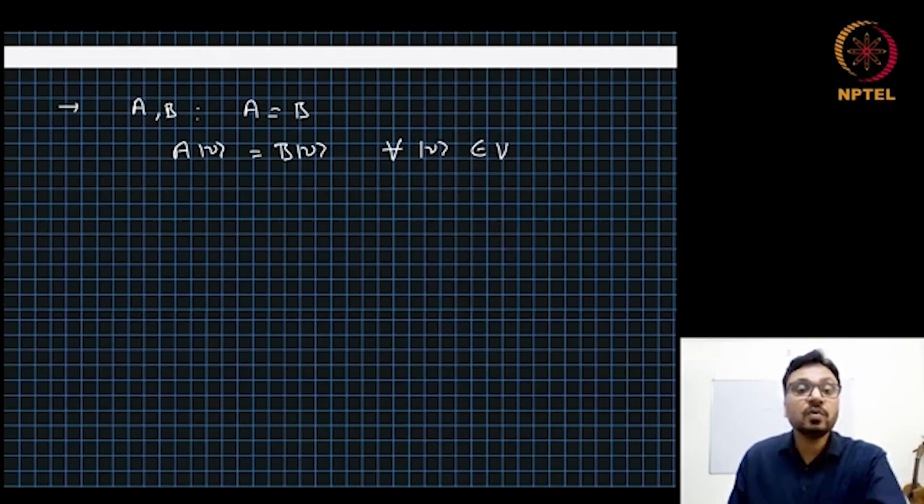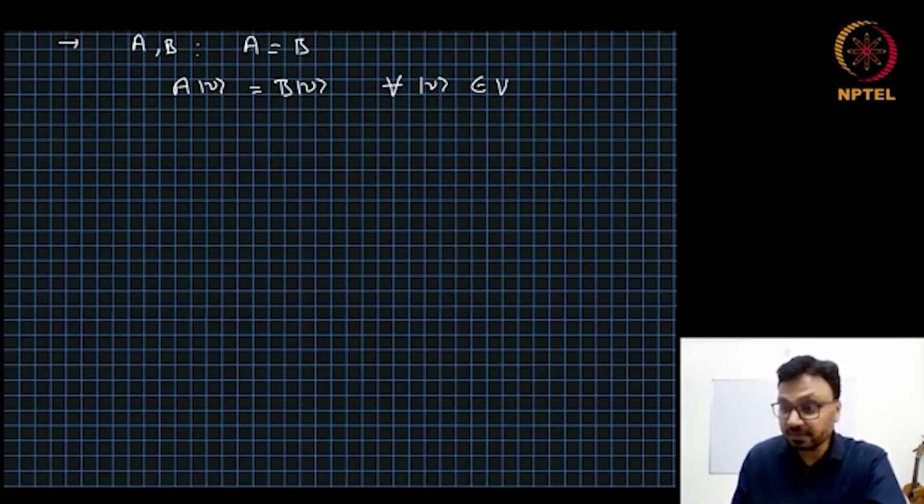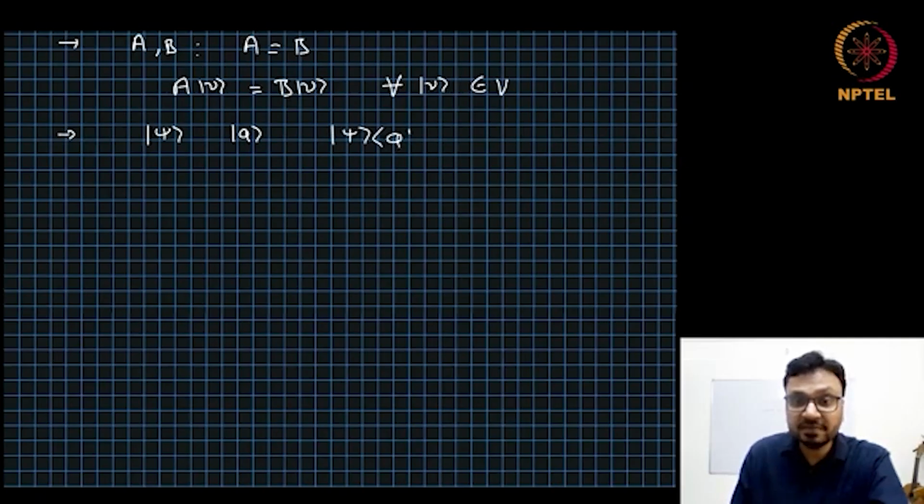Okay, so this is the only definition to say A equals B: the action of A and B on the same vector should be the same for all possible vectors. This is what we call the equality of two operators. If you have a vector psi and another vector phi, then the outer product of psi and phi, which I write as |psi><phi|, is also a linear operator.